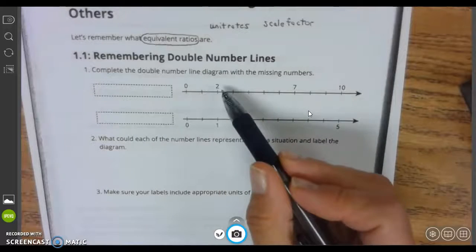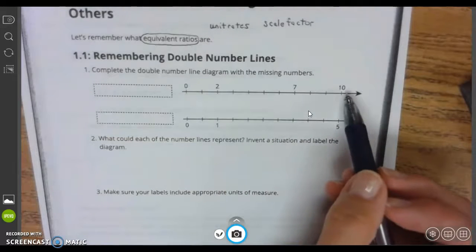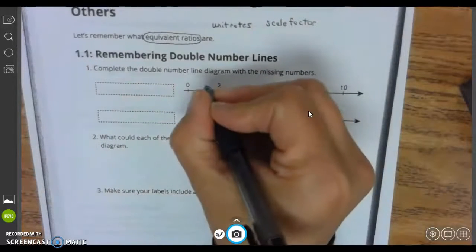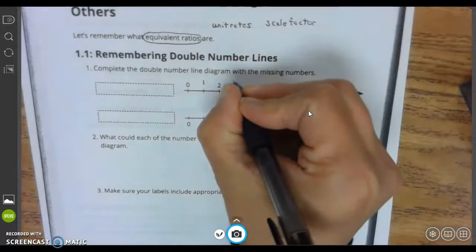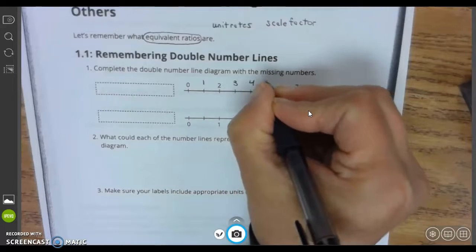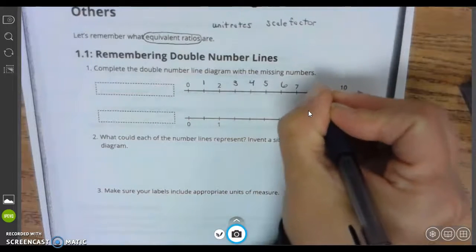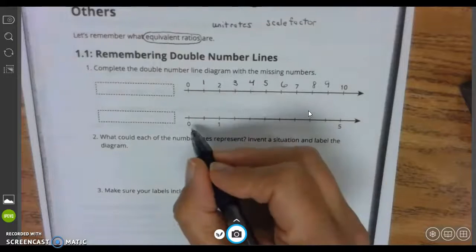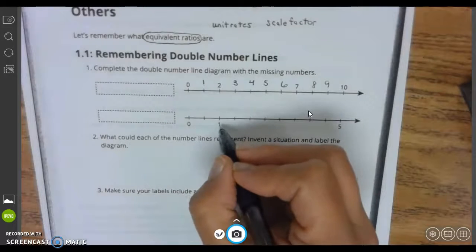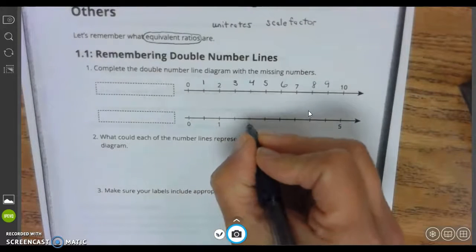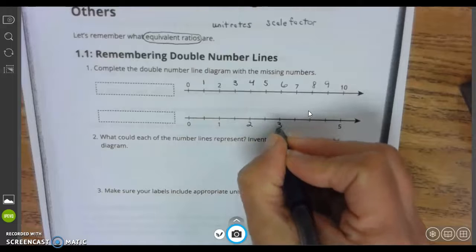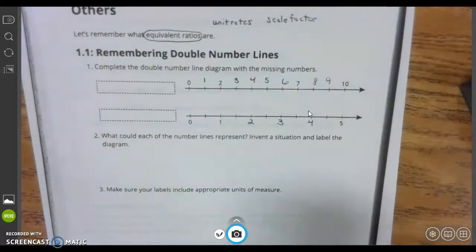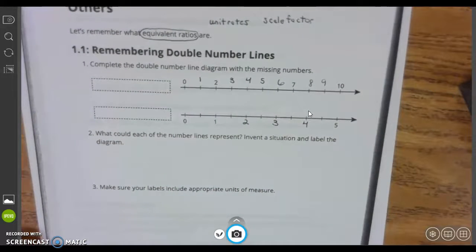I see numbers 0, 2, 7, 10. Well, it kind of looks like they're counting by ones. So if I put in the missing numbers, I see that they counted to 10. And then on the bottom number line, they're still counting by ones, but they skip. So if I skip, I'm going to have a 2 and a 3 and a 4. So this one has halves on it.